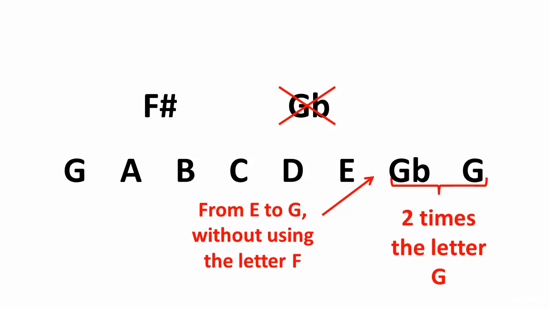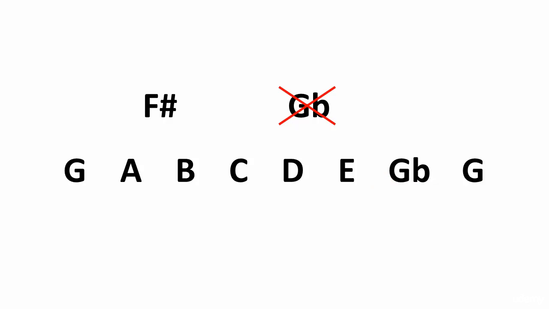Now, all this is of course not very logical. It's more logical to use the letters in alphabetical order without using the same letter twice and without leaving gaps. Now, that's why we don't use the G flat. We use F sharp in the scale of G major, even if F sharp and G flat are one and the same note.